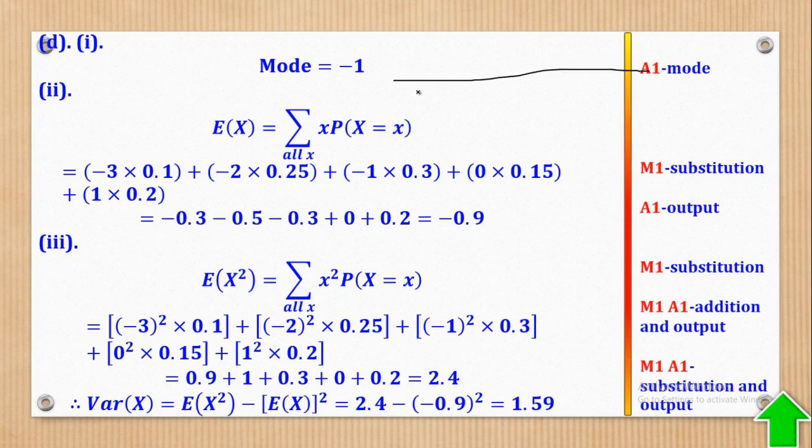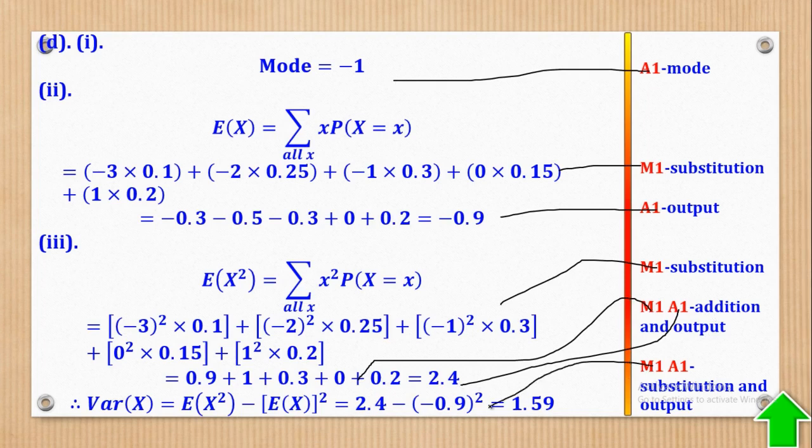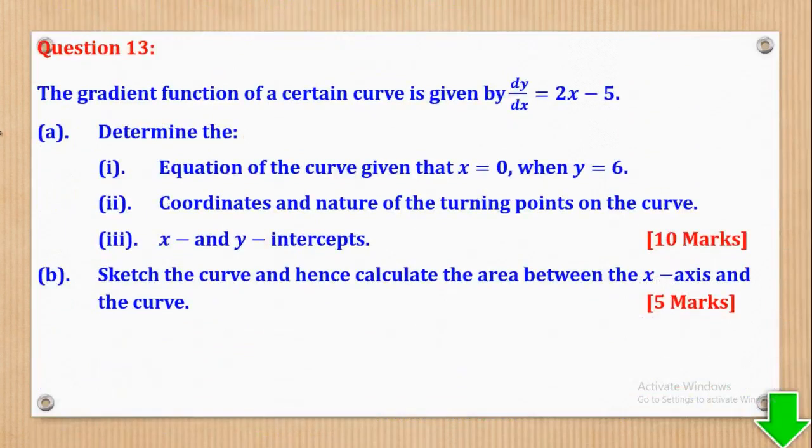So A1 for the mode, M1 for substitution, A1 for the output, M1 substitution, M1 for addition, and A1 for the output, M1 for substitution, A1 for the output. So that was question 12.